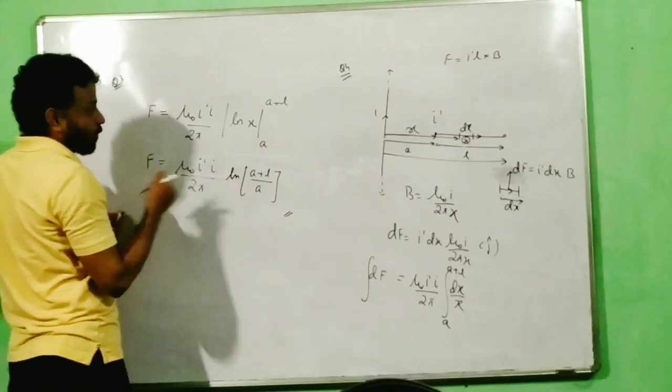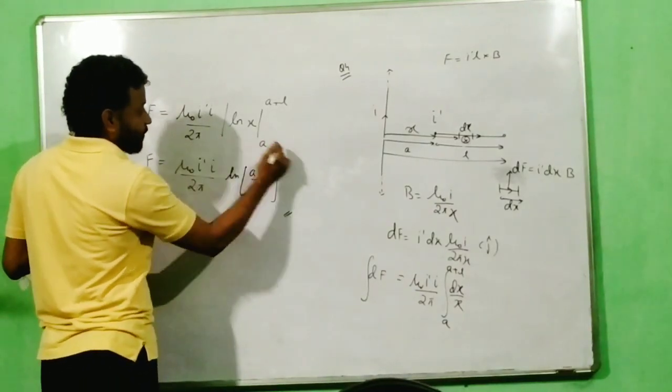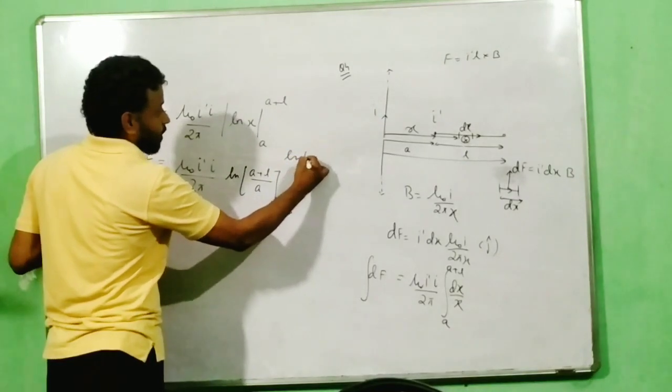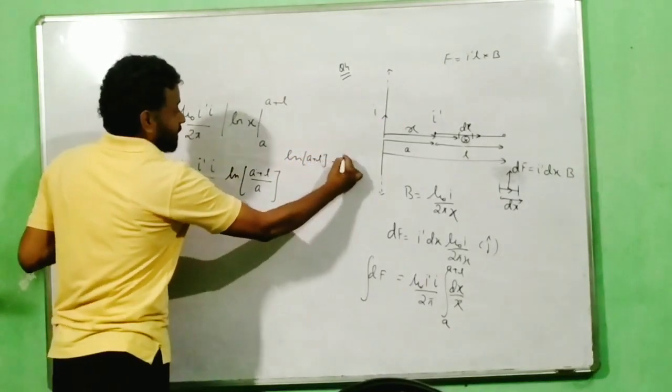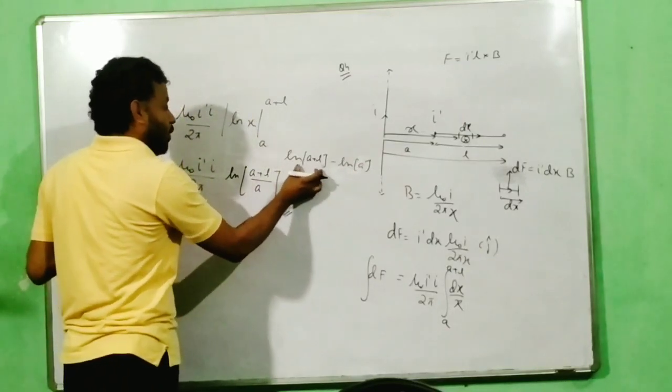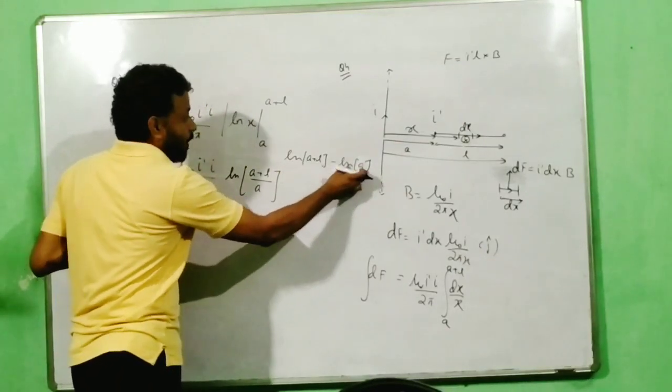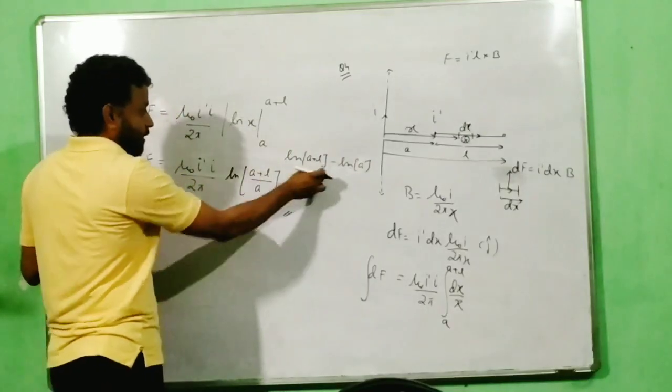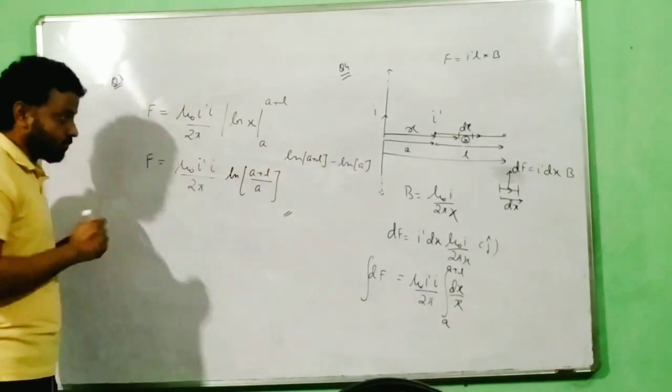I skipped one point over here. The second step of this will be like this: natural log (a plus L) minus natural log a, and the formula is log x minus log y is log x by y. From here it looks like this. So it's up to you.